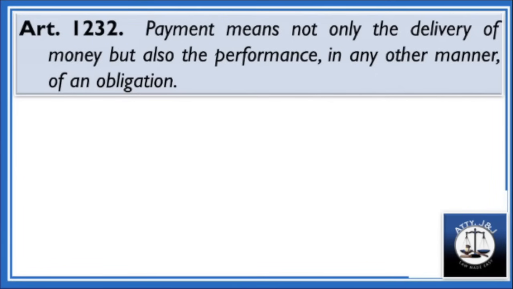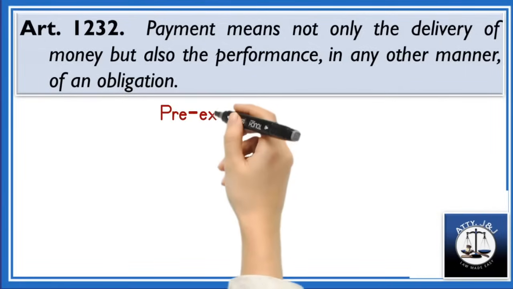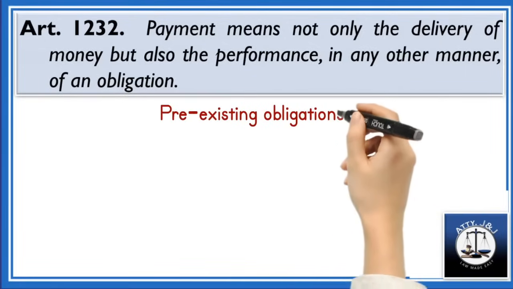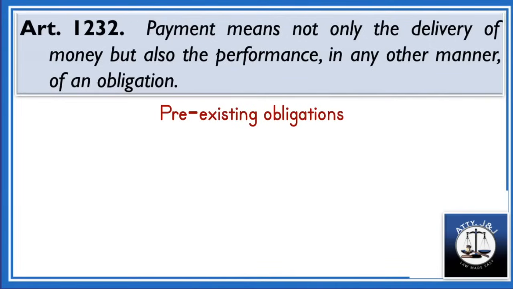So, Article 12.32. Payment means not only the delivery of money, but also the performance in any other manner of an obligation. So basically, first and foremost, dapat meron muna talagang pre-existing obligation. Kasi kung walang obligation, ay wala rin namang babayaran. There's no payment to speak of in the first place, right?